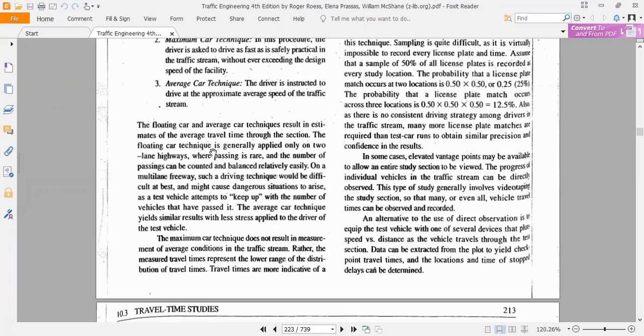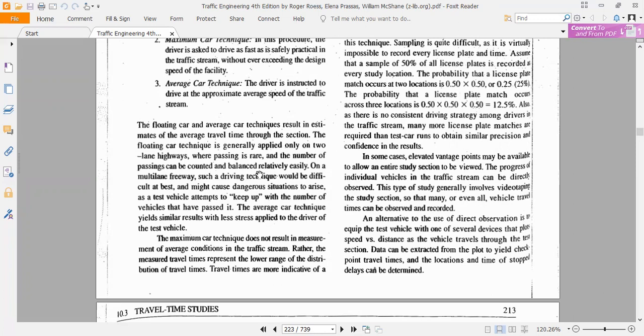The floating car technique is generally applied on only two-lane highways. If you have a two-lane highway, you should use the floating car technique because passing is rare, and the number of passings can be counted and balanced relatively easily. If two vehicles overtake him from the other lane, he can also overtake two vehicles from the other side. So it is easy to keep track of it.